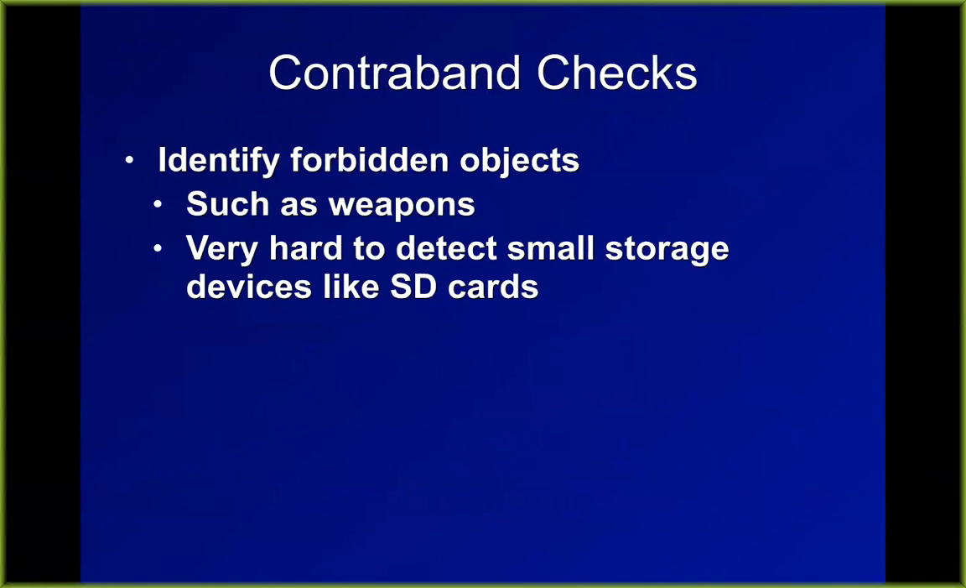All right, then there's systems that try to identify forbidden objects when you're entering a place like an airplane, like weapons. This can turn out to be pretty easy to detect large metal objects, but it's very difficult to make sure that they're not sneaking in storage devices with SD cards. This is why people are very, very nervous about USB sticks, SD cards, DVDs. It is very difficult to be sure that people are not sneaking unauthorized copies of data out of your network.